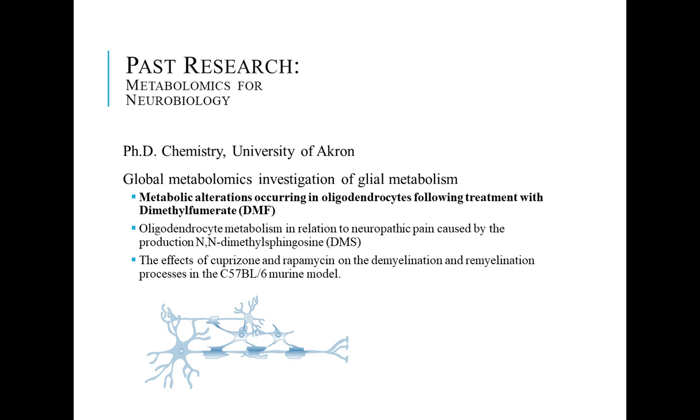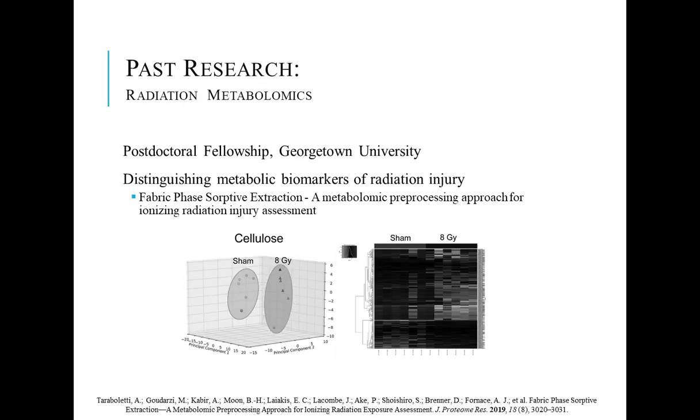Now I am a postdoctoral candidate. I have a postdoctoral fellowship at Georgetown University, and I study radiation metabolomics. One of my projects in particular is distinguishing metabolic biomarkers for radiation injury. This was looking at a pre-processing approach for ionizing radiation injury. So we were able to pick out biomarkers that allowed us to indicate injury and made a type of extraction that's useful for a radiological event, to pick out injury markers.